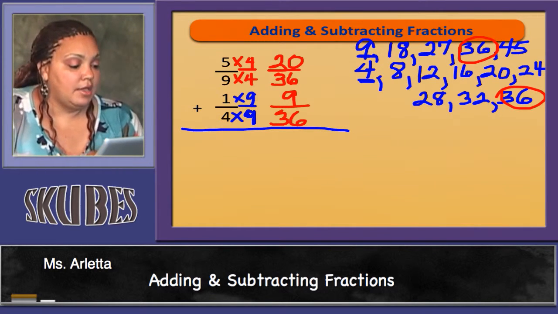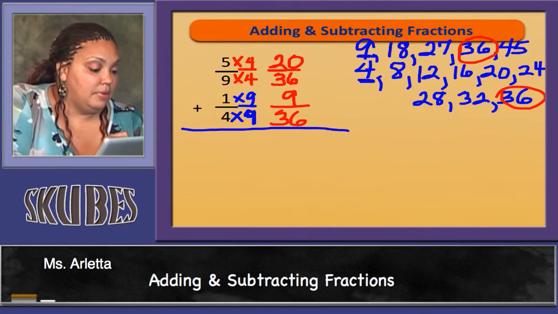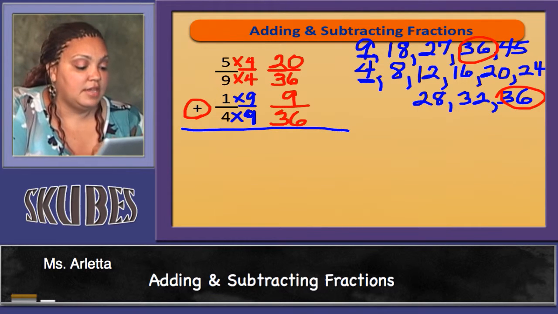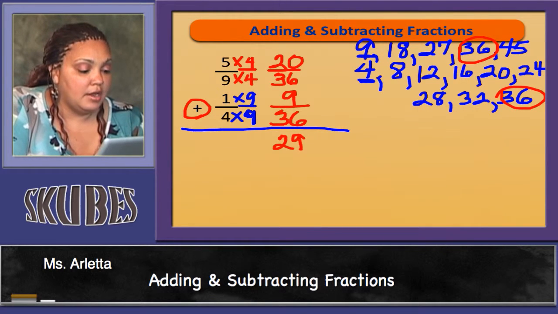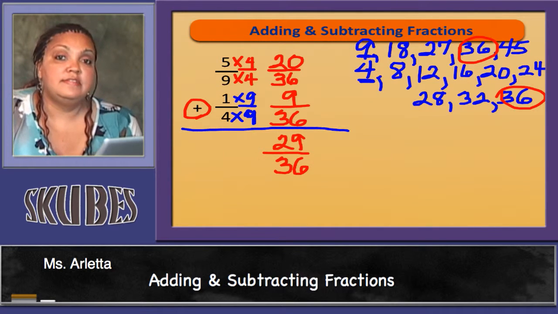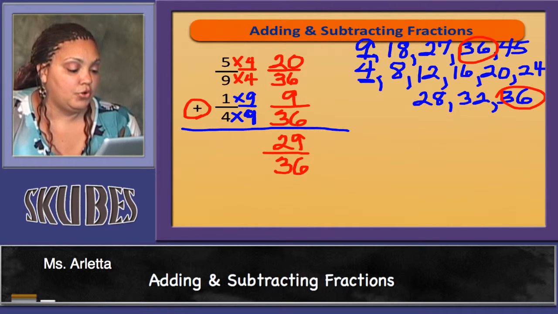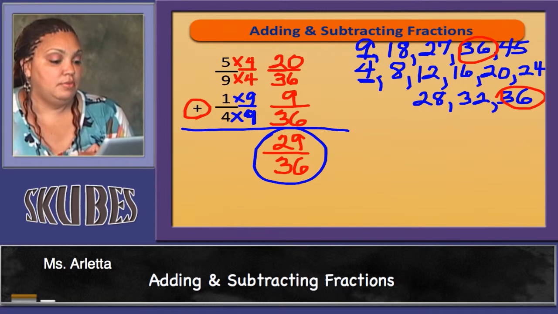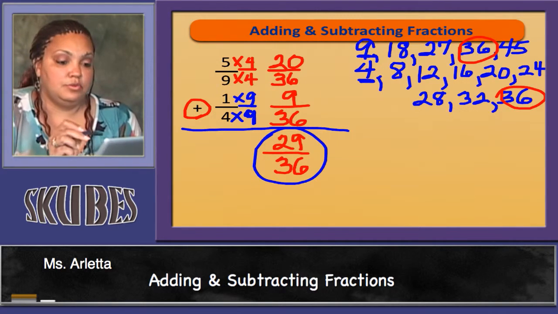Now we have common denominators, and we have a plus symbol here, which means we're going to add the two numerators. 20 plus 9, we know is 29 over 36. Once again, always look at the final answer and see if you need to simplify it. 29 over 36. What you're checking for is if they have a common factor. And it looks like they don't. So 29 over 36 is a simplified fraction, and that is our answer.